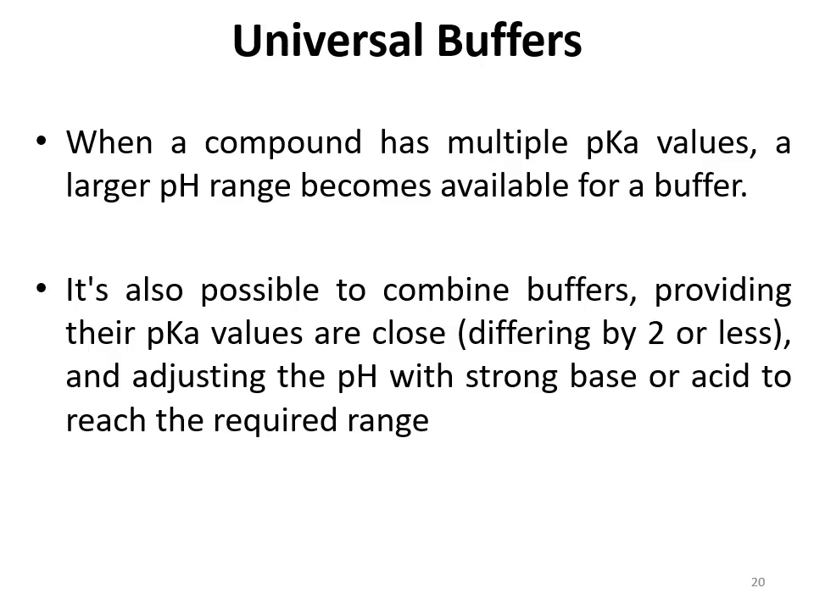It's also possible to combine buffers providing their pK values are close, differing by 2 or less, and adjusting the pH with strong base or acid to reach the required range. So we can make buffers with 2 or 3 acids or bases. They all have the same range of pKa values, or nearly, differing by 2 or less.